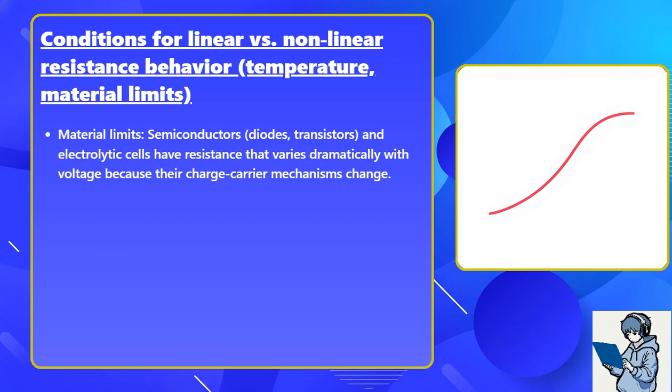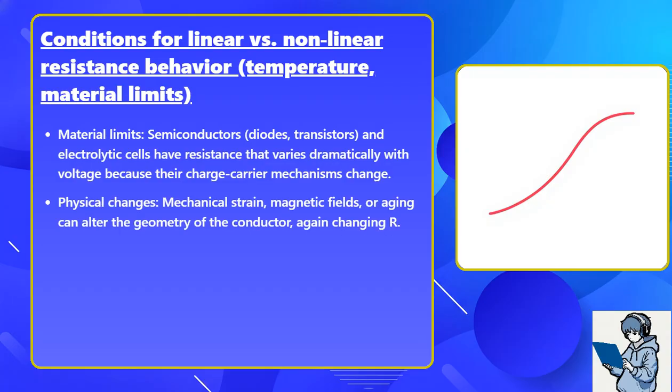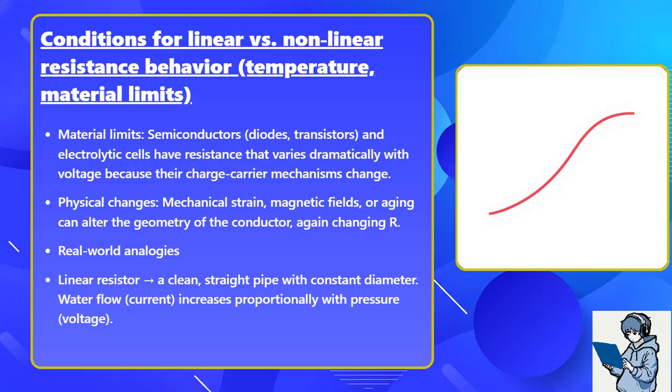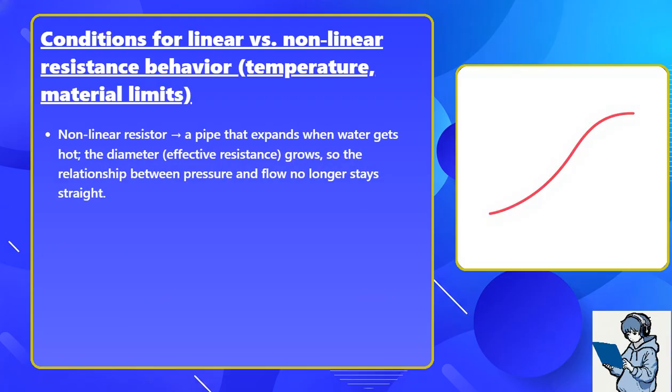Physical changes. Mechanical strain, magnetic fields, or aging can alter the geometry of the conductor, again changing R. Real-world analogies. Linear resistor: a clean straight pipe with constant diameter. Water flow, current, increases proportionally with pressure, voltage. Non-linear resistor: a pipe that expands when water gets hot. The diameter, effective resistance, grows, so the relationship between pressure and flow no longer stays straight.